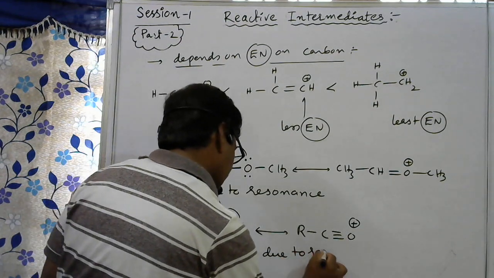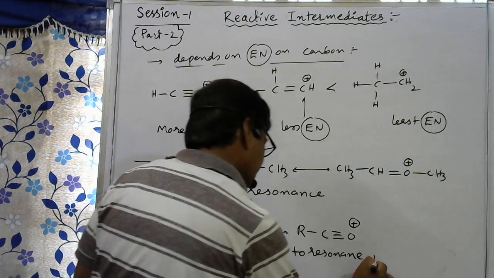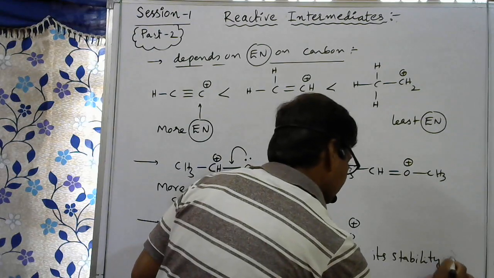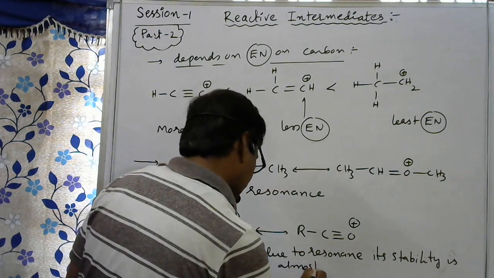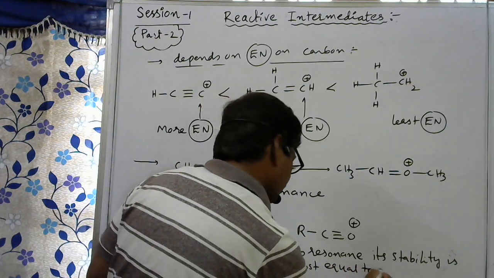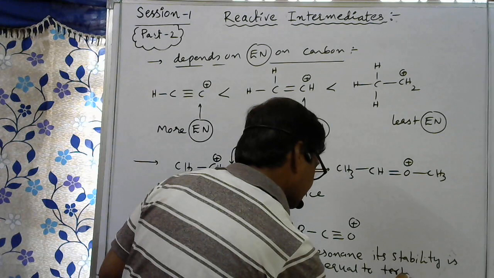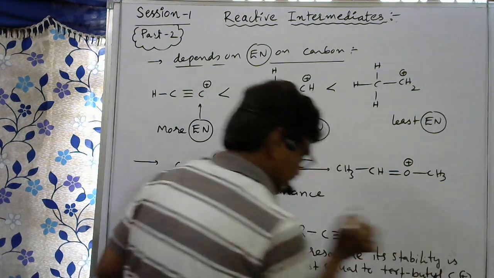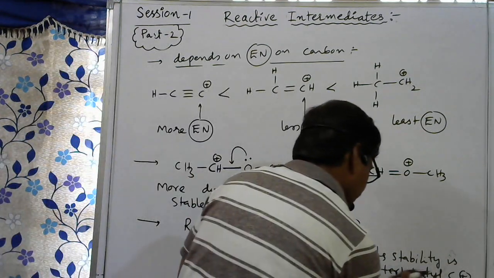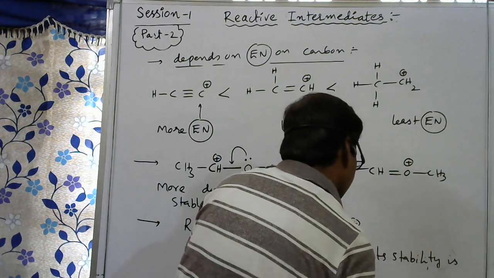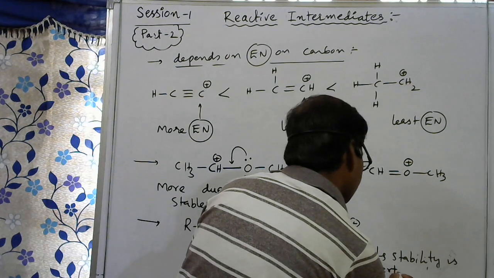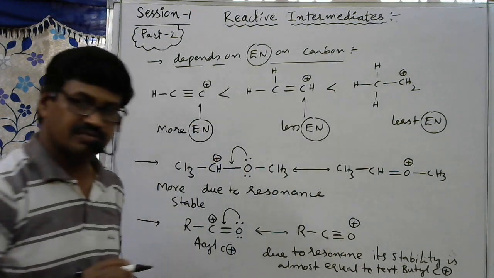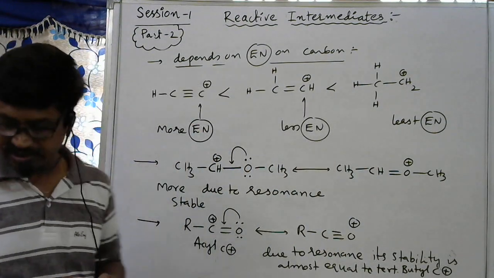Due to resonance, its stability is almost equal to tertiary butyl carbocation. Remember, its stability is almost equal to tertiary butyl carbocation. One more time writing, tertiary butyl C plus, or tertiary butyl carbocation. So this information is also required.